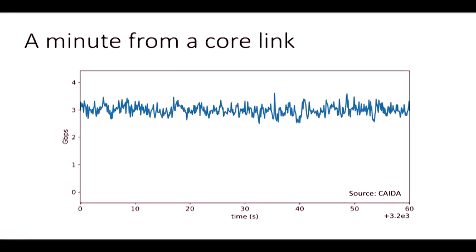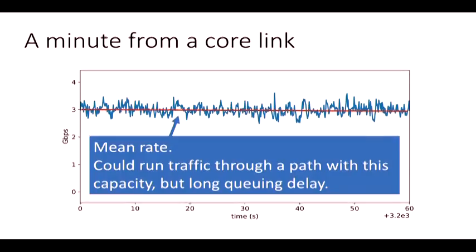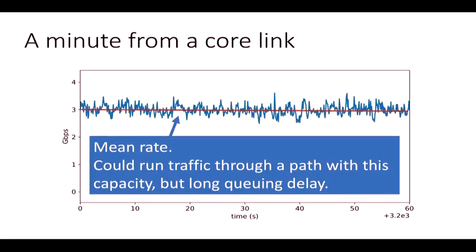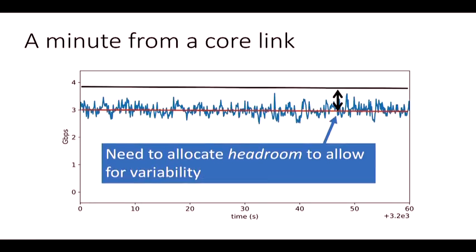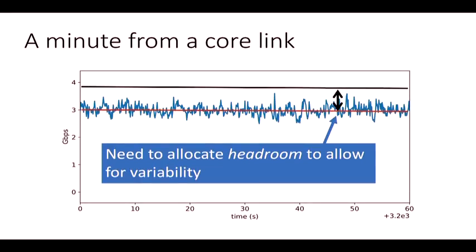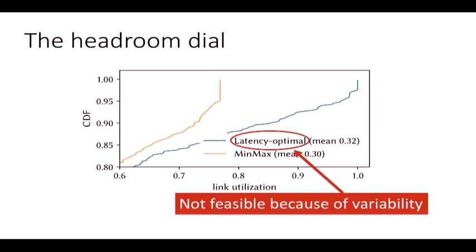This is what traffic looks like on a core link. So what we can do is just use the mean rate. We can route everything based on the mean rate. We could run traffic through a path with this much capacity, but that will cause us to have at least transient queuing delay. So instead we need to allocate headroom to allow for availability. Essentially, we need to allocate a little bit of slack. So we know that the latency optimal solution is not feasible because of variability, and we need to allocate headroom.